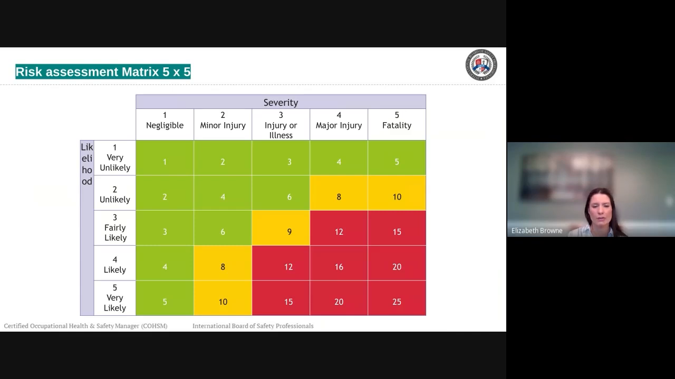And here's an example of looking at this risk assessment matrix, a 5x5 matrix like we see here. It makes a visual that we can see: if the severity of the risk or the hazard is a 3 injury, a 4 major illness, or a 5 fatality, and it is fairly likely or very likely to occur, you can see those are going to be in red. They should be our very high priority to address and control these hazards as quickly as possible.